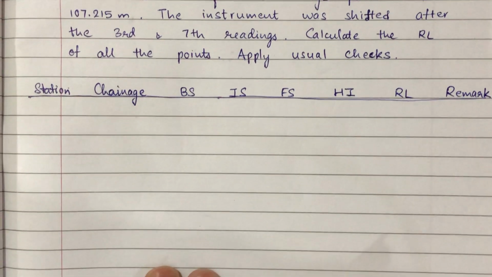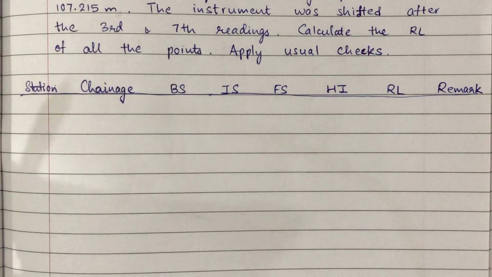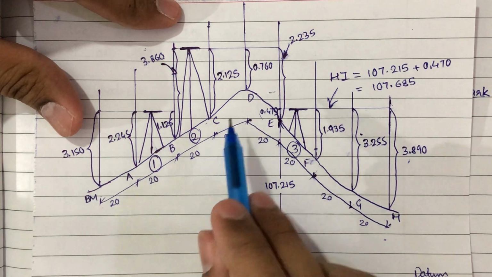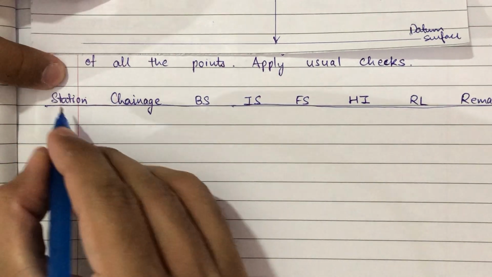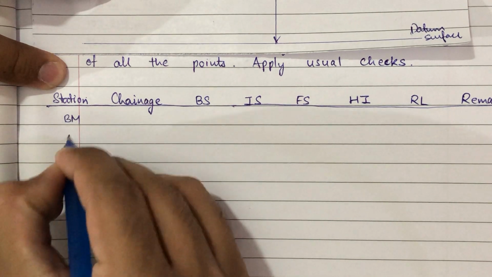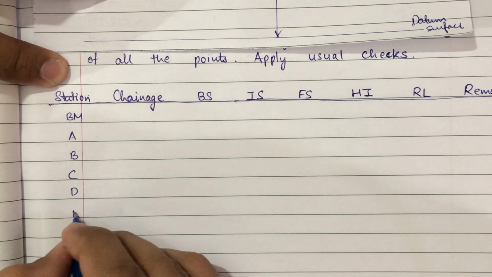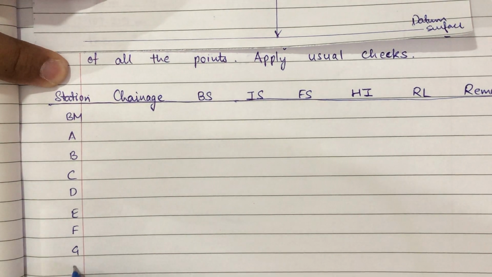Now, as far as the stations are concerned, we have already plotted them over here. The stations are from benchmark, then A, B, C, D, E, F, G, H. So we will write it as it is. This is benchmark, A, B, C, D, E, F, G, H.